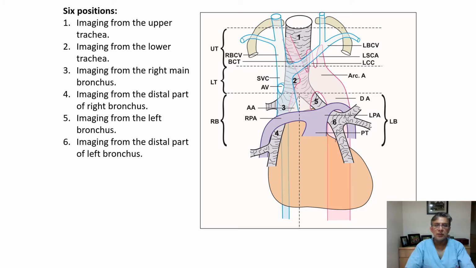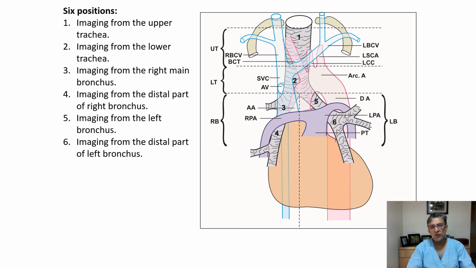This is imaging from the upper trachea, imaging from the lower trachea, imaging from the right main bronchus, imaging from the distal part of the right bronchus, imaging from the left bronchus, and imaging from the distal part of the left bronchus.